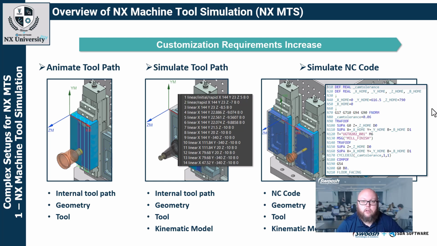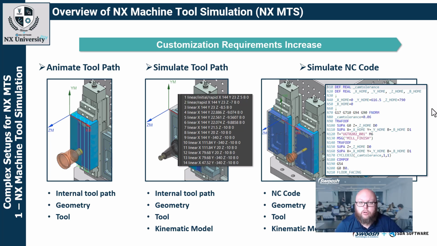The first being toolpath animation. So that's what we're seeing on the left-hand side of our screen. This is where we're going to go ahead and drive the tool. We're not going to pay attention to any machine kinematics. It's purely the internal toolpath inside of NX. And we're looking at the part geometry and tool geometry.